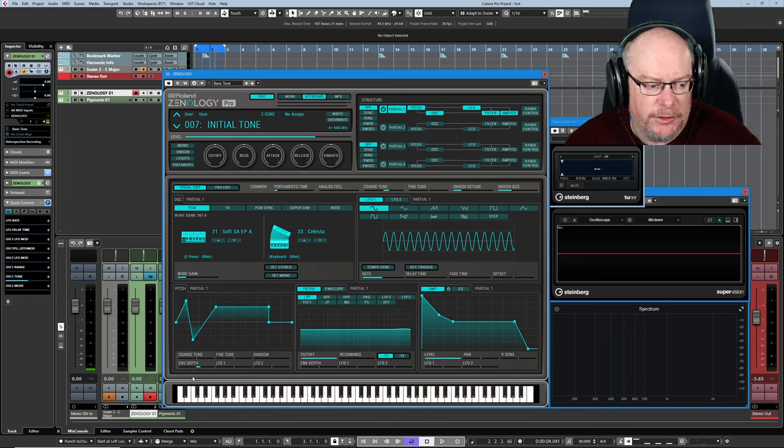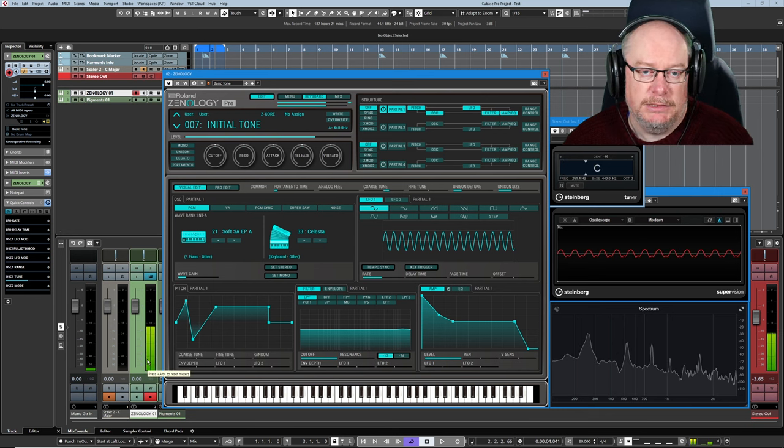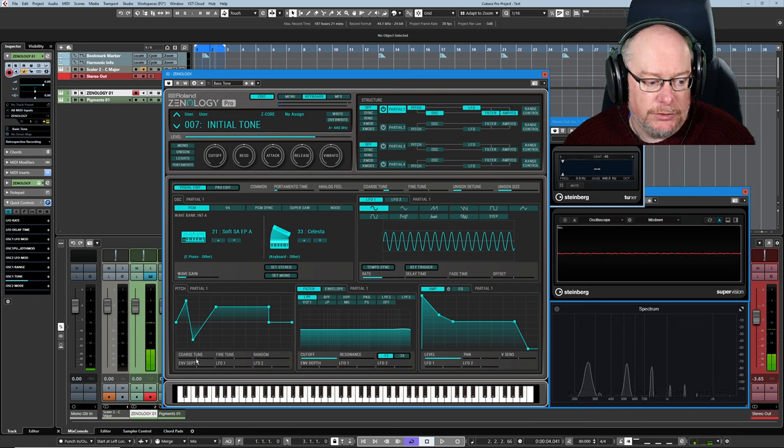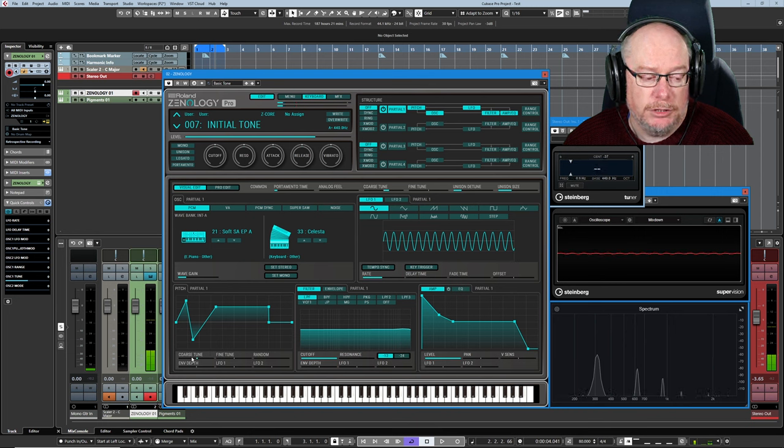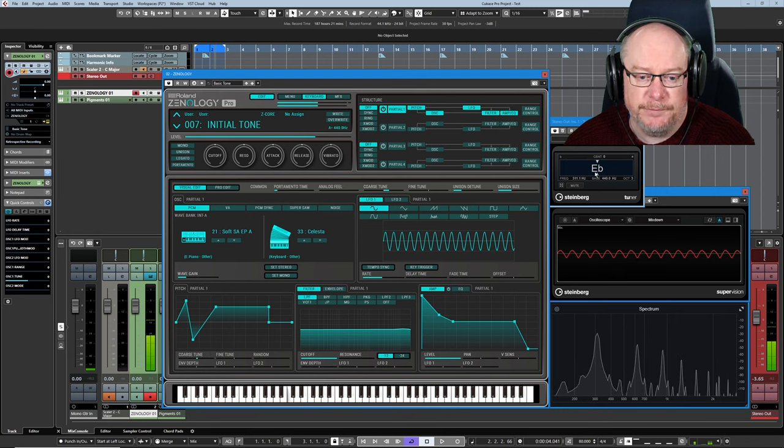I'm just going to take the envelope depth back out again, control click, so that I can talk about the coarse and fine tune without confusing things. So we're back to a nice static tone. So this coarse tune value here, I'll set it to +3. So that's now a minor third above the original note. If we have a look on the tuner, there's our E flat.